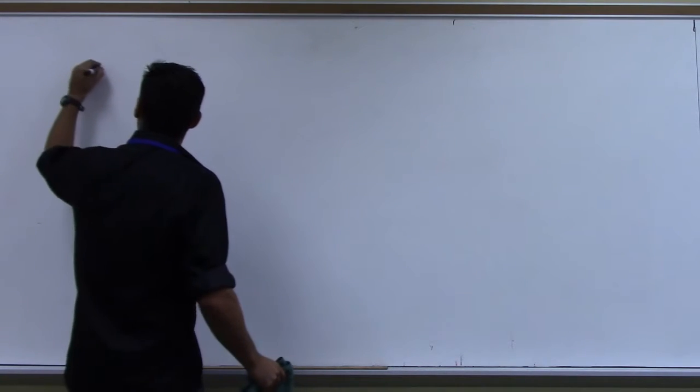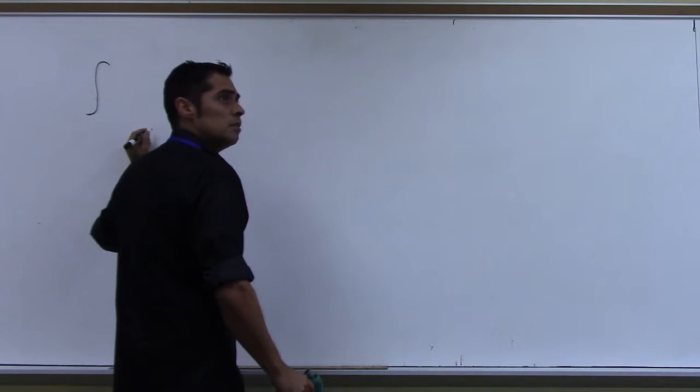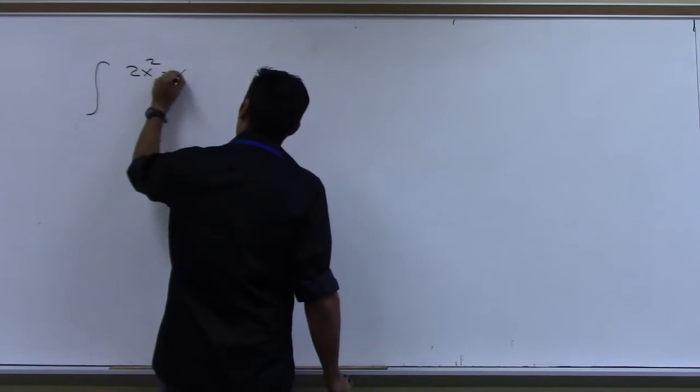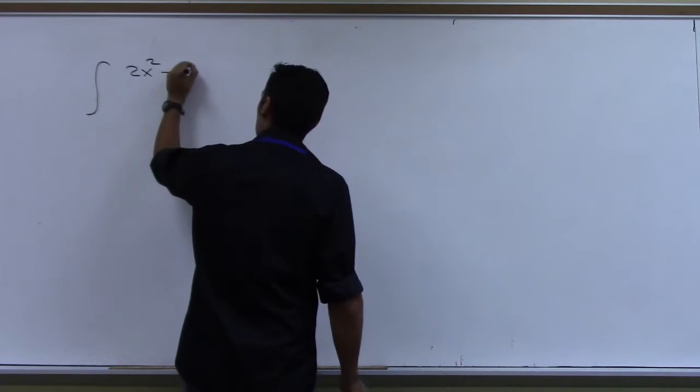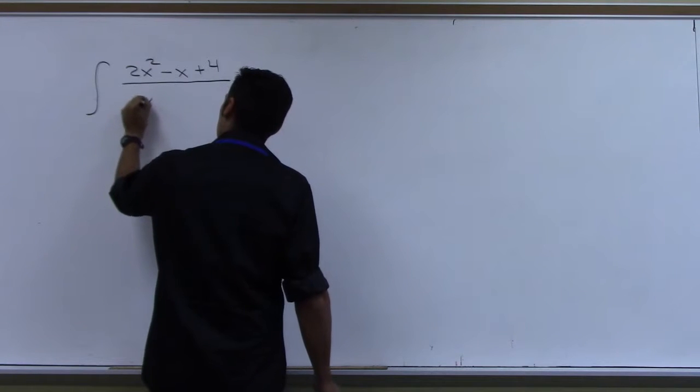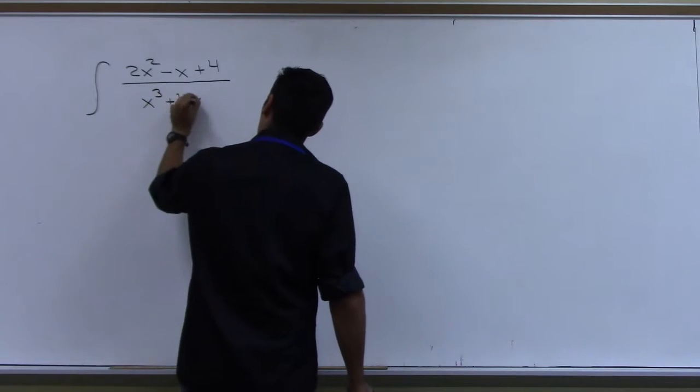All right. So for D, we have the integral of 2x squared minus x plus 4 over x cubed plus 4x dx.